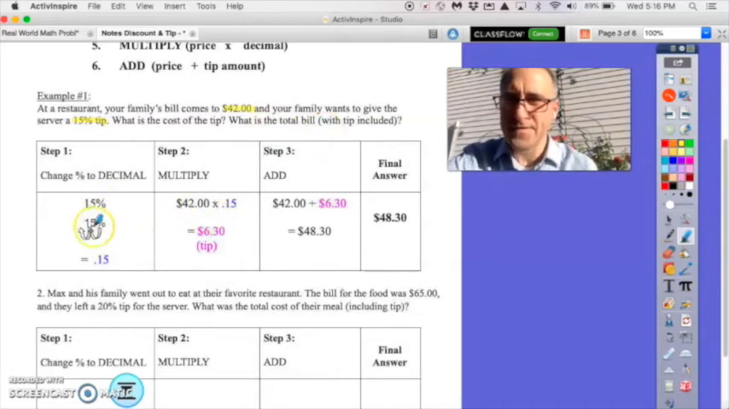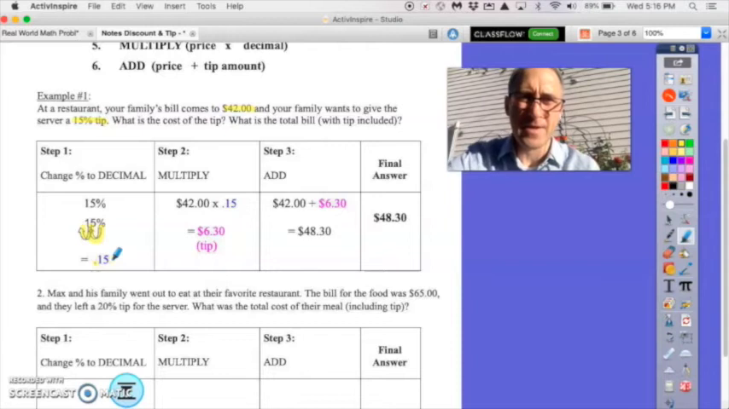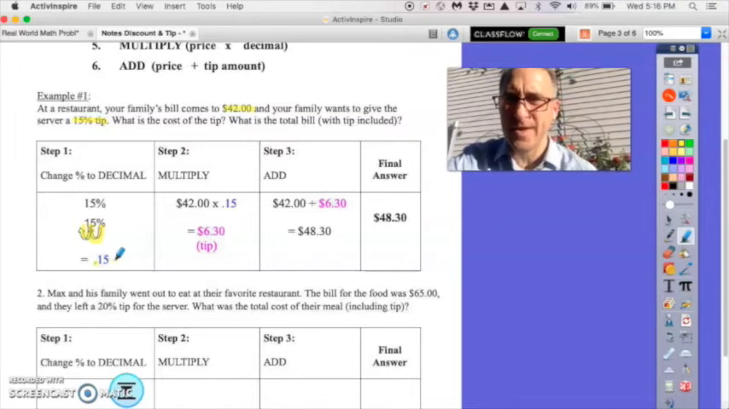Well, we're going to take that 15%. We're going to move that decimal point 1, 2, so it's 0.15. What that means is that for every dollar we spend, we're giving 15 more cents in tip. Then we're going to do our multiply step. $42 for the bill at the restaurant times 0.15 gives us a tip of $6.30.